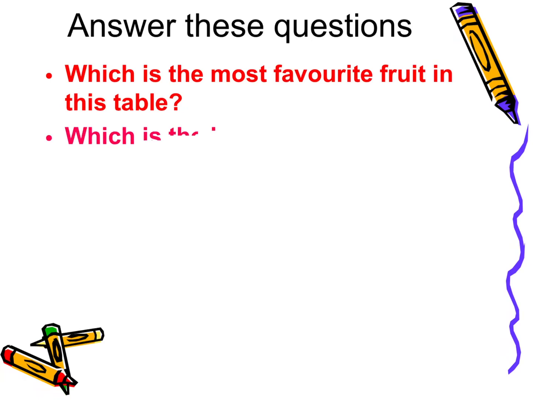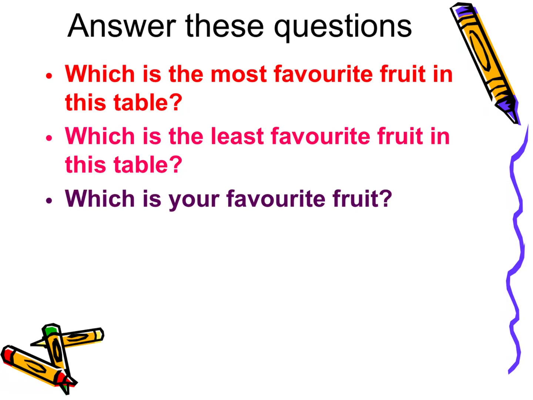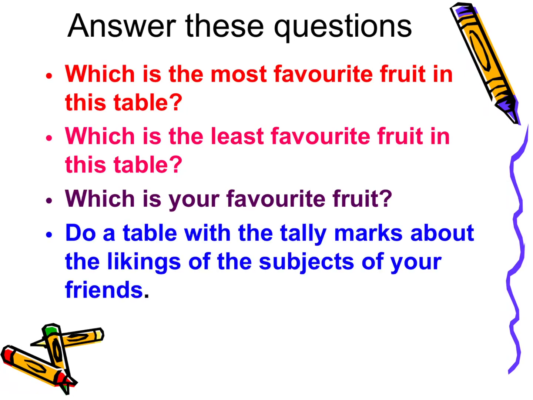Now children, after studying the table of tally marks, just give the answers of these questions. Which is the most favorite fruit in this table? Which is the least favorite fruit in this table? Now children, tell me, which is the most favorite fruit in this table? I think mangoes or oranges. Find out that. Which is the least favorite fruit in this table? Pomegranate or grapes? Look at the table and find out.